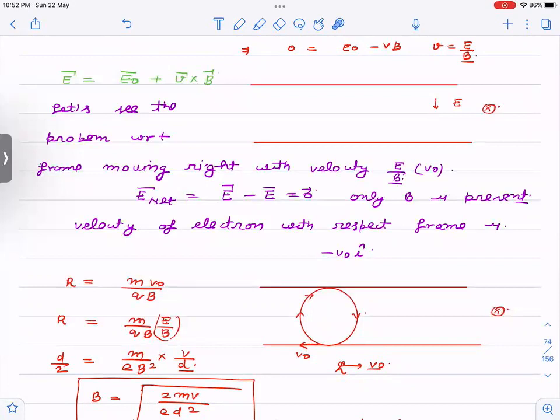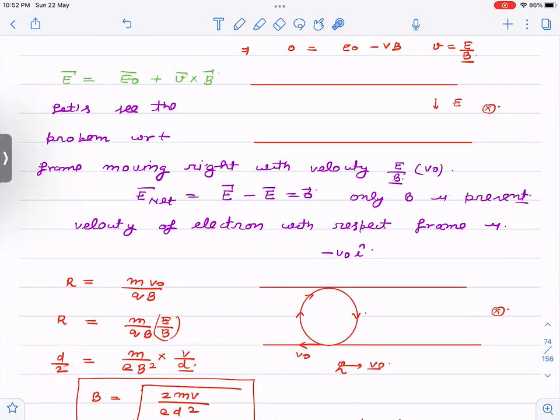Now you have only the magnetic field, right? It's a relief. You don't have the electric field. It's very simple. Velocity and magnetic field are both perpendicular, so it starts moving in a circular path. And the radius of the circle, you know, is R equal to mv0 by qB, right? So when R is equal to mv0 by qB, then R should be equal to how much? The plate separation is D, so R should be equal to D by 2.